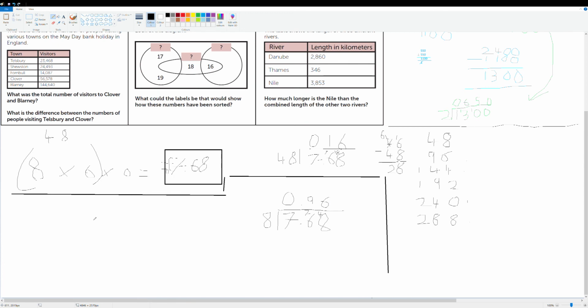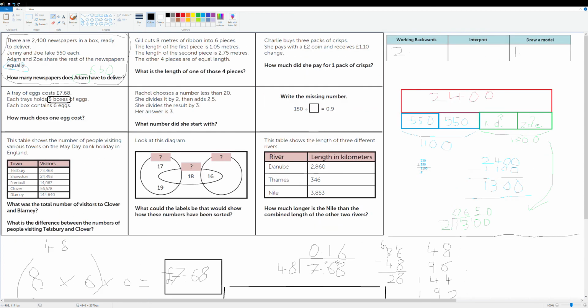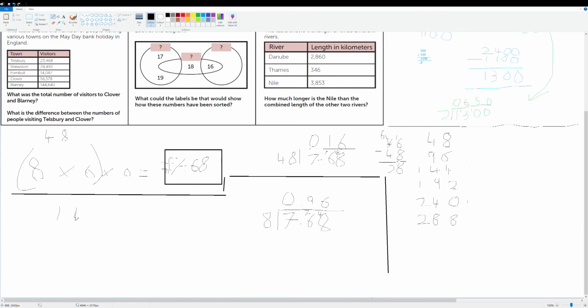Now that we've got one tray, sorry, let me just check. Sorry, not one tray. One box, I should say, costs 96p. And now, the great thing about this is you don't even need to do a decimal, but I'll do a decimal just to show it's the same thing.